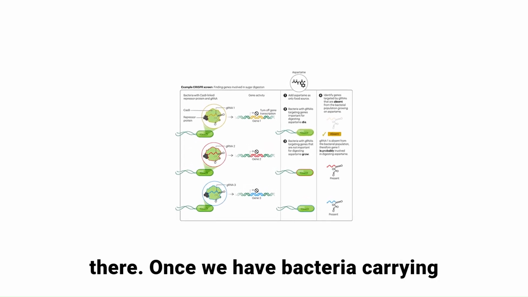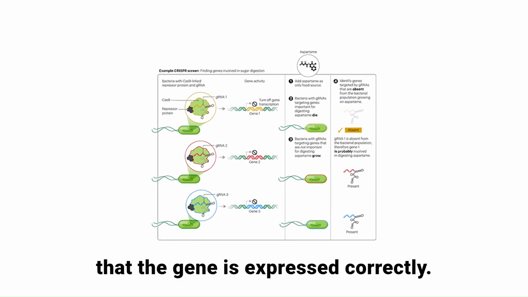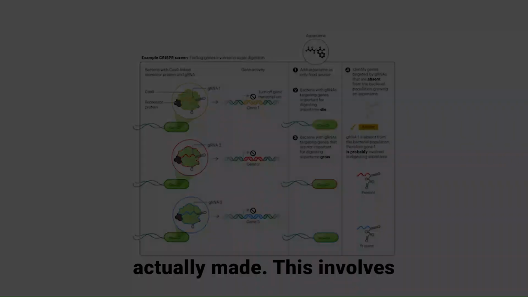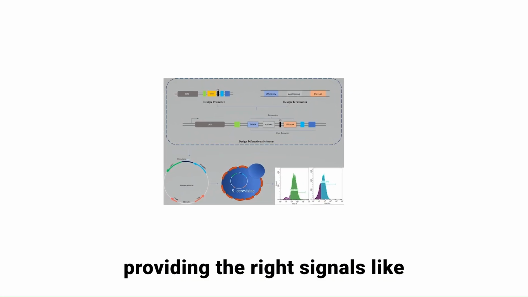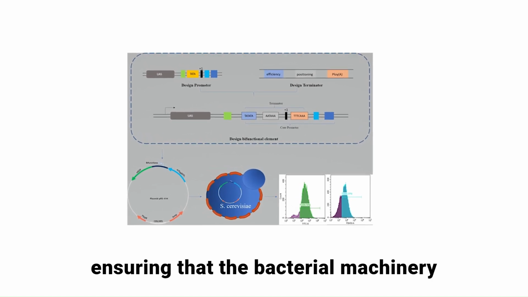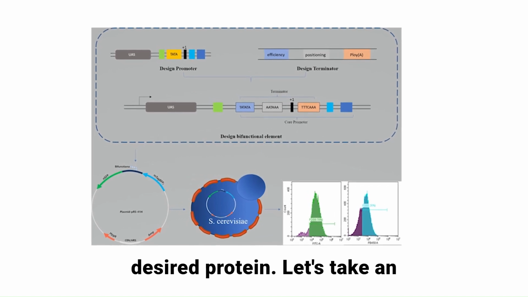Once we have bacteria carrying our gene of interest, we need to ensure that the gene is expressed correctly, that is, the protein product we want is actually made. This involves providing the right signals, like promoters and terminators, on the vector, ensuring that the bacterial machinery reads the inserted gene and produces the desired protein.